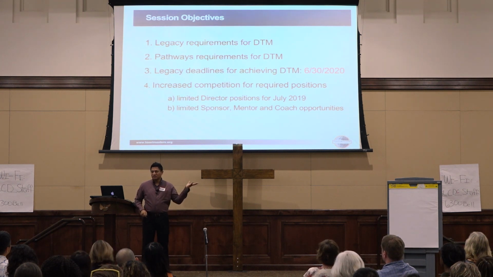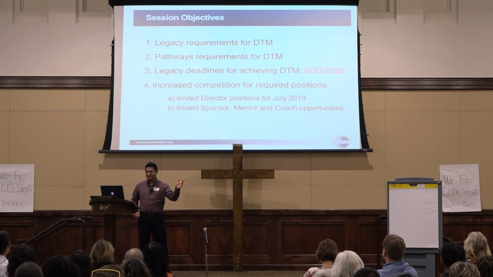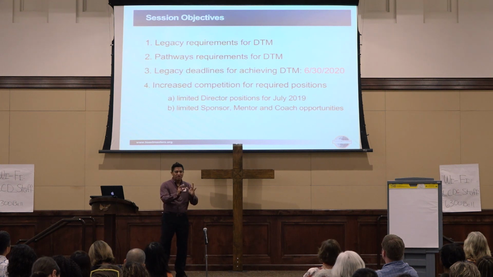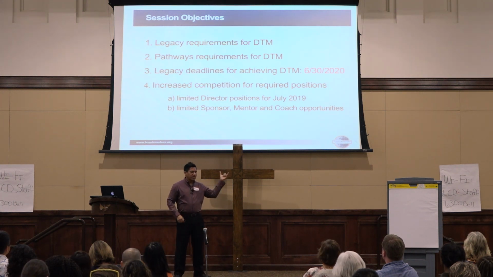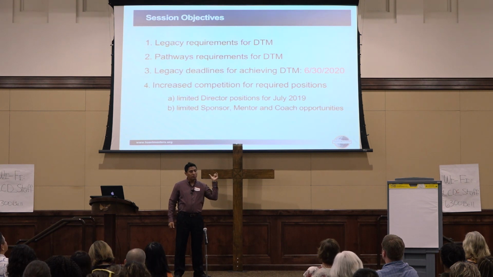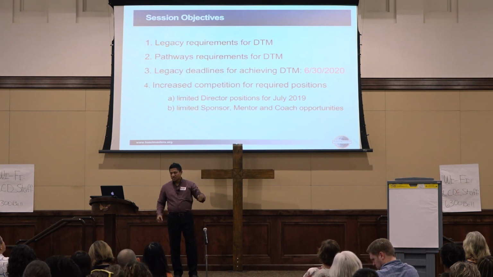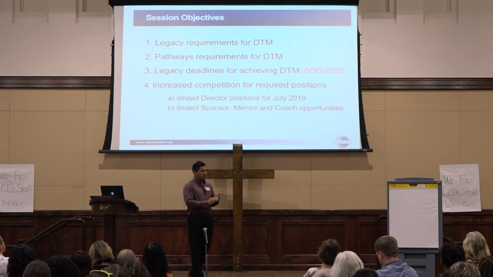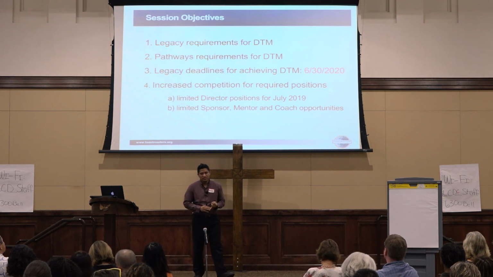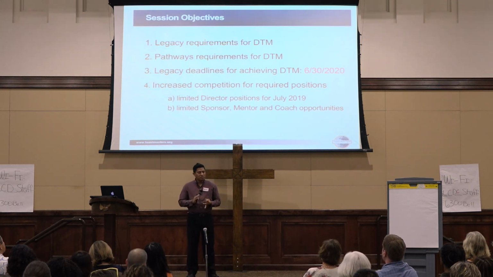Did we meet the session objectives? Kind of? Yes? No? You guys can't wait to end? All right. So we really pounded the legacy system, right? We learned a little bit about the Pathways system. I hope June 30th is stuck in your head. June 30th, 2020 is a final opportunity for you to apply to be a DTM. Start asking about directorships right now. Area director is the default. Start working in your sponsor, mentor, and coaching opportunities right now.